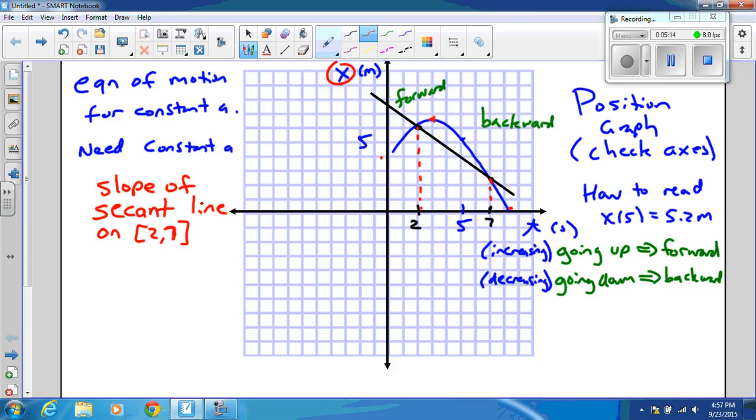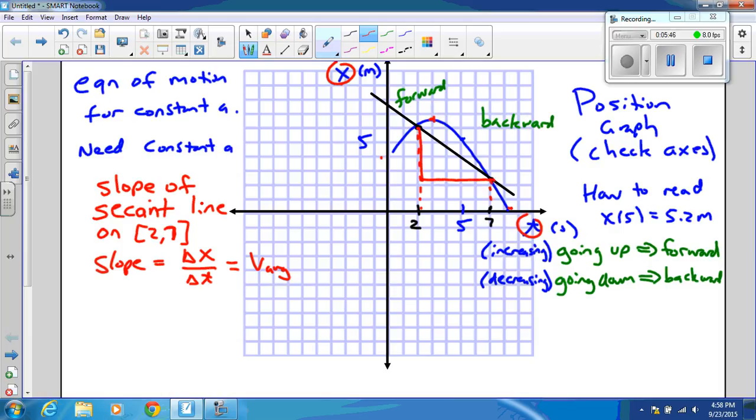And the slope of that line can be written in terms of the variables on the axis. It would be the change in the vertical variable, which is x, divided by the change in the horizontal variable, which is t, delta x over delta t. And as soon as I write delta x over delta t, you go, oh, I know what this is in physics. This is the average velocity. So the slope of that secant line computes the average velocity.